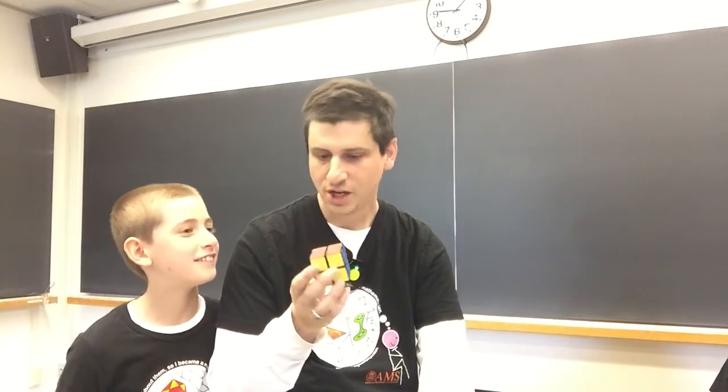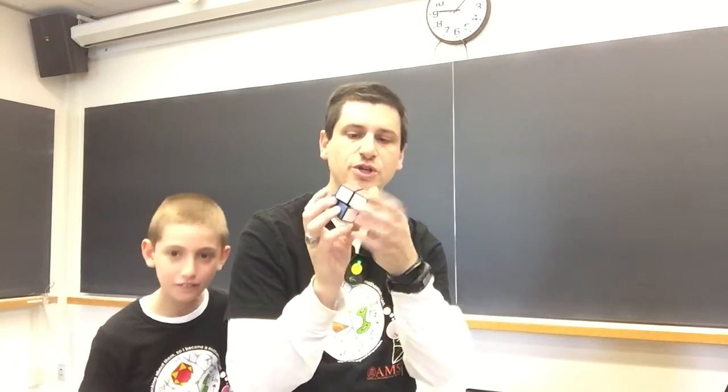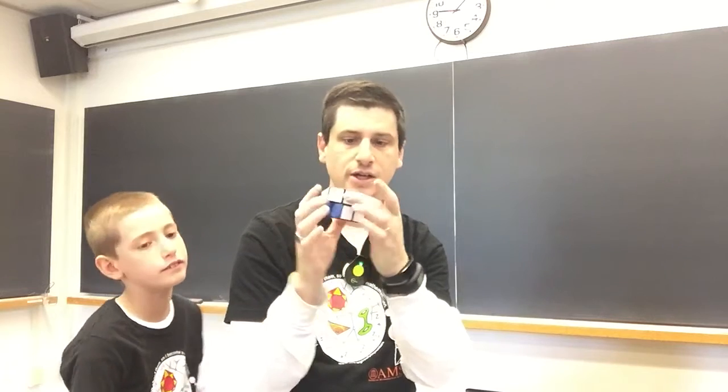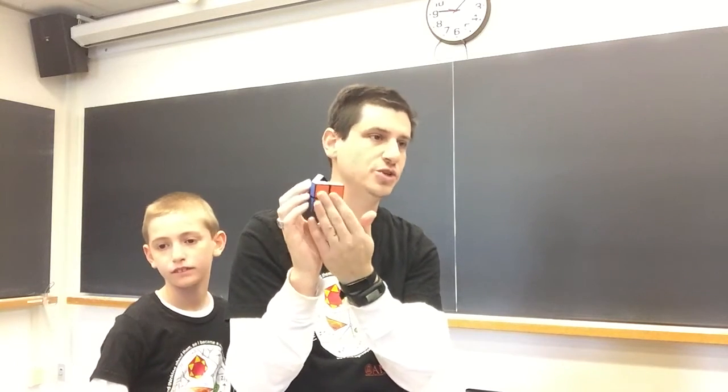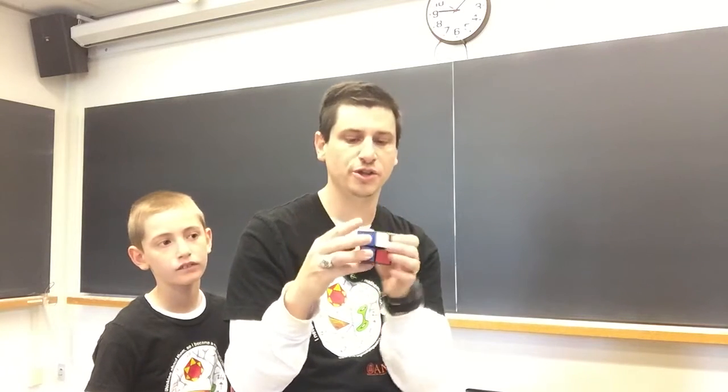So the first step is when you notice the 2x2 cube, you've got 4 pieces that have a red and 4 pieces that don't have a red. The ones that don't have a red have an orange. So we want to get the 4 pieces with the red on the top.